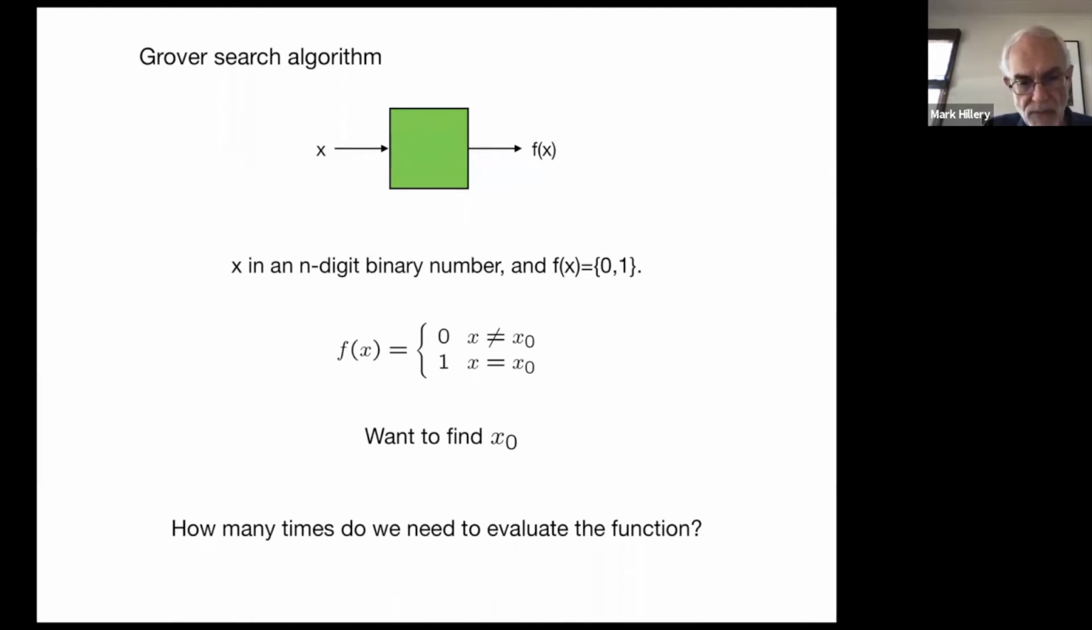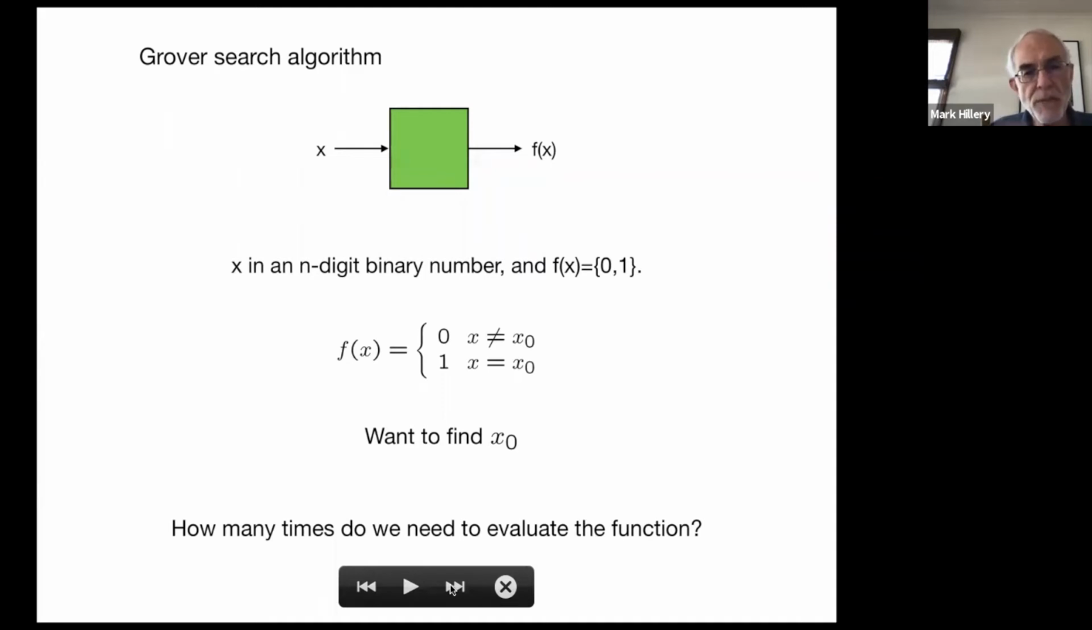So f of x, in this case, is 0 for all of the possible inputs except 1, and for that special one, it is equal to 1. And the point is, we don't know what that special input is, and we would like to find it. I'm calling that special input x0. So for this special input x0, f of x0 is equal to 1, but f of x, everything else, is equal to 0. So how can I find x0? And how many times am I going to have to use the function box in order to find that? Well, classically, you'd probably have to evaluate about half the inputs.